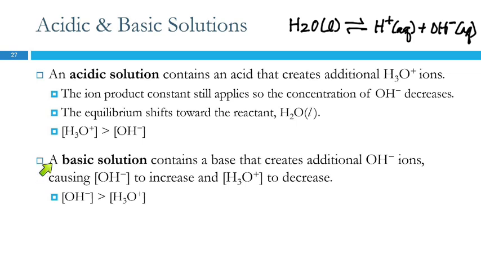A basic solution is the opposite. Here you have a base that created additional hydroxide ions. So here we have our water, and we add something like sodium hydroxide, which has hydroxide ions. What's the equilibrium going to do? It's also going to shift to the left, causing the hydronium ion concentration to decrease. This will be less than its normal 10 to the minus 7. This will be greater. So we have hydroxide ion concentration bigger than hydronium ion concentration. Any questions? So a basic solution has more base in it, and an acidic solution has more acid in it.